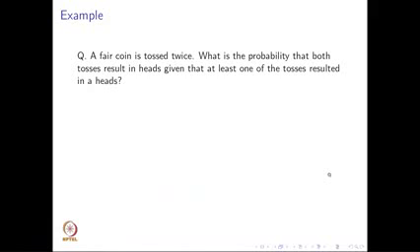Let us try working out a problem in which conditional probabilities are used. A fair coin is tossed twice. What is the probability that both tosses result in heads, given that at least one of the tosses resulted in a heads? Go ahead and pause the video here and try working out the problem yourself.